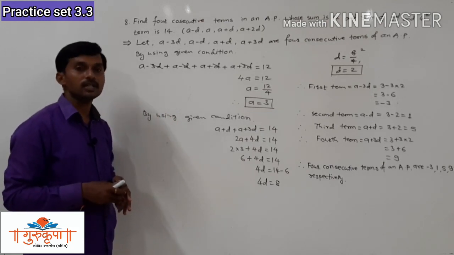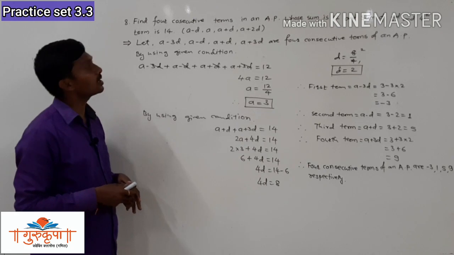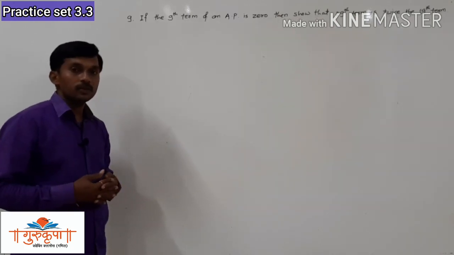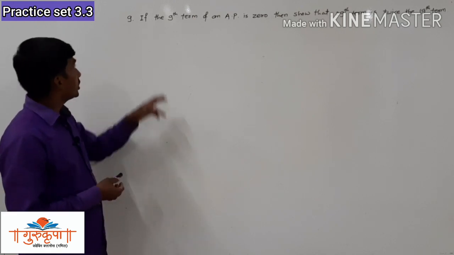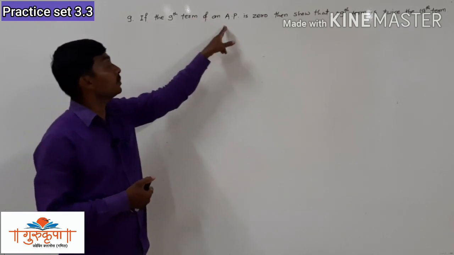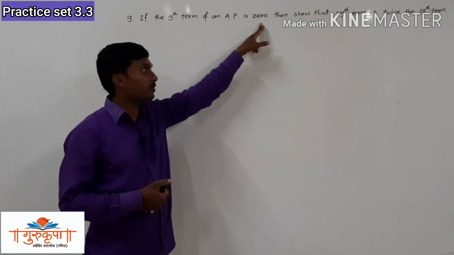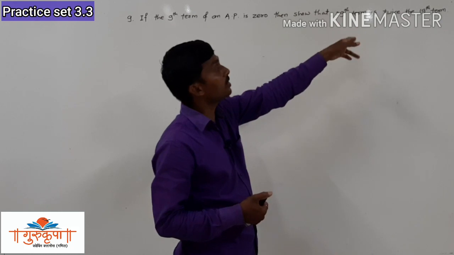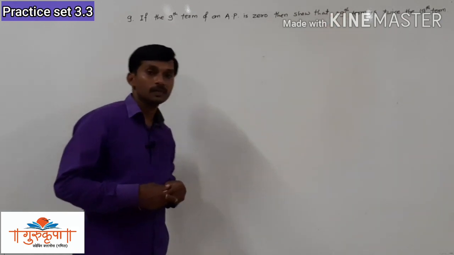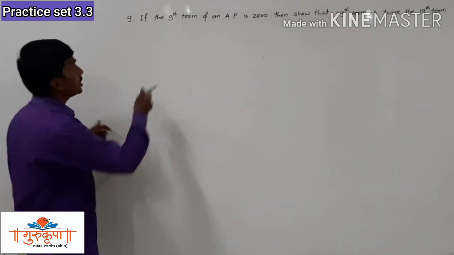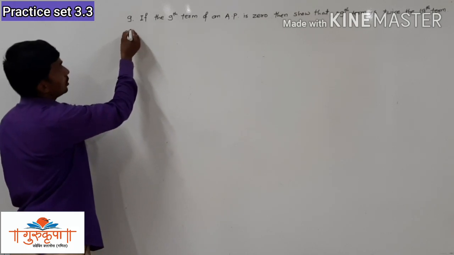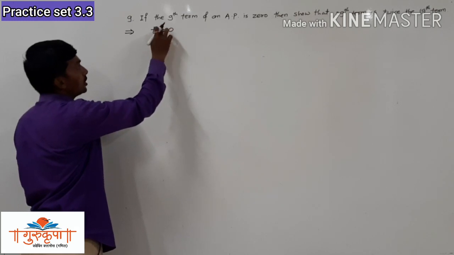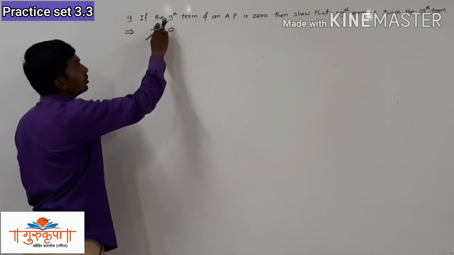Now we will study example number 9, which is the last example from this practice set. Example number 9 from practice set 3.3. The question is, if the 9th term of an AP is 0, then show that the 29th term is twice the 19th term. It is given that the 9th term of an AP is 0. That is the given information. T9 is equal to 0.